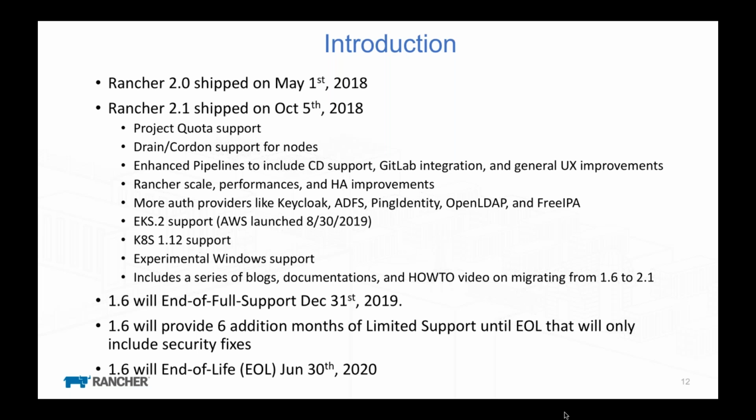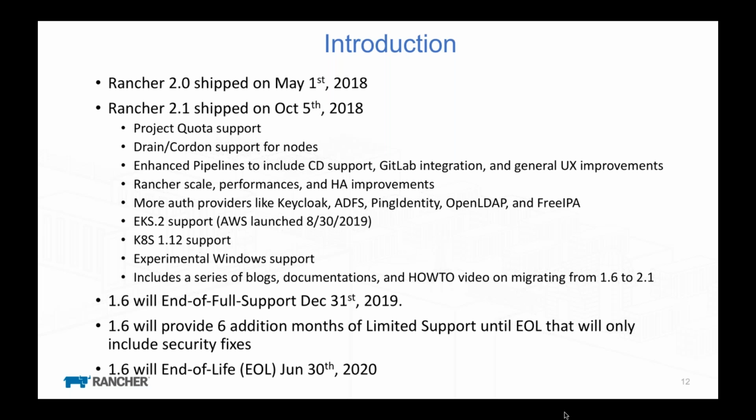With 2.1, we're supporting project quota. We already have the concept of projects today in 2.0, but we added the ability to set quota now, and that'll also apply to your namespaces. We added the join coordinate features for the nodes. This is something that always exists in Kubernetes, but we've made it available through our user interface as well, and made it a bit easier to use.